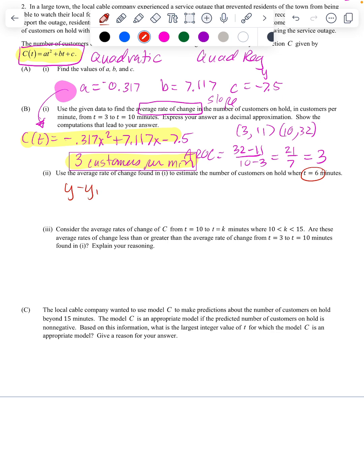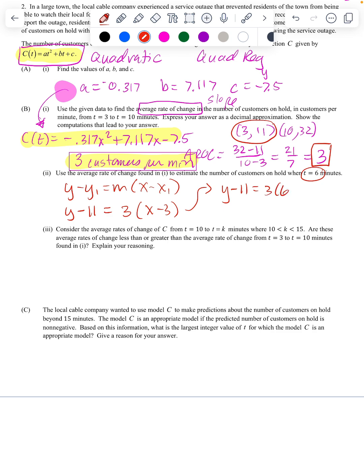I'm going to go ahead and use this format for a line. And I'm going to use one of the points from up above. It doesn't really matter which, but I'm going to choose that. And then I'm going to choose my slope that we just got as our average rate of change as an estimate of 3. So I would have y minus 11 equals 3, which was my estimated rate of change, and then x minus 3. But I'm looking at 6 minutes, and 6 minutes is the x. So I'm going to have y minus 11 equals 3, and then 6 minus 3 will go in here.